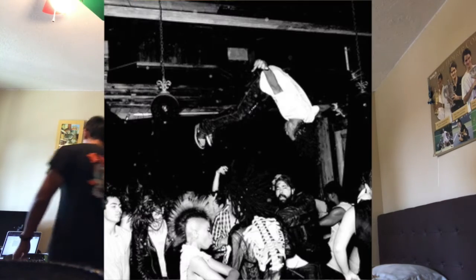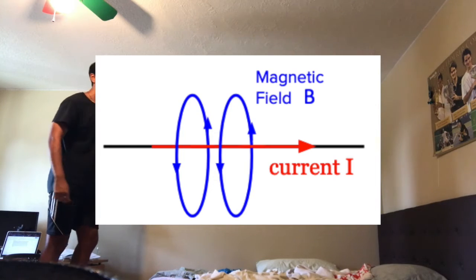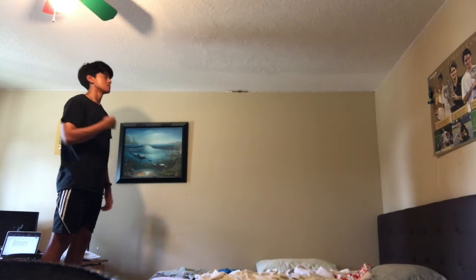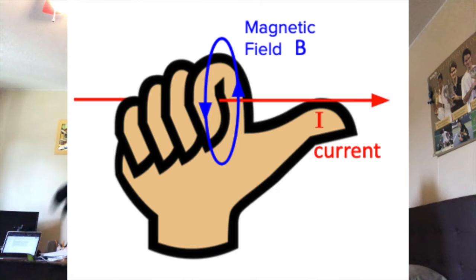So, for our first example, I've decided to use my body for whatever reason as a representation of an infinite wire. Let us first find the direction of the magnetic field. The current or the direction of my body points right, so using the right hand rule we can see that the magnetic field follows a direction like this.